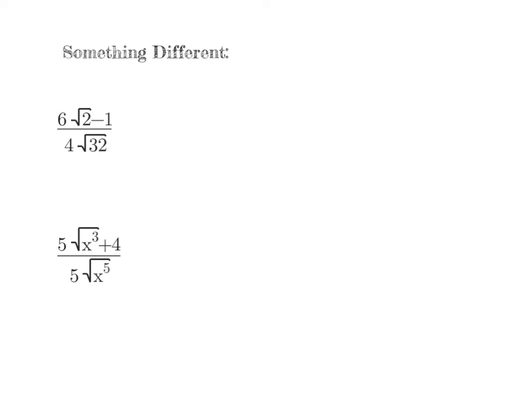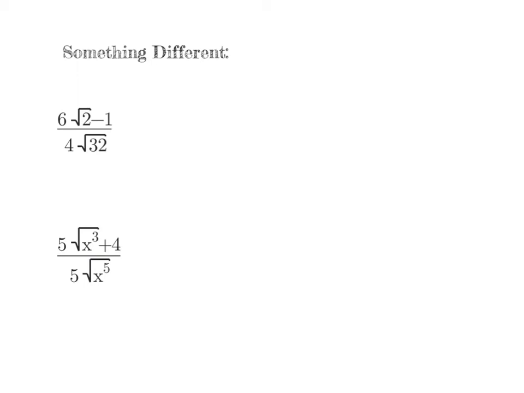Okay, so in this case, we do not have binomials. So monomials actually do not have conjugates. So we really don't multiply by the conjugate. We just multiply to try to get rid of the radical. So a lot of times when we do this, we want to be able to simplify the radical.